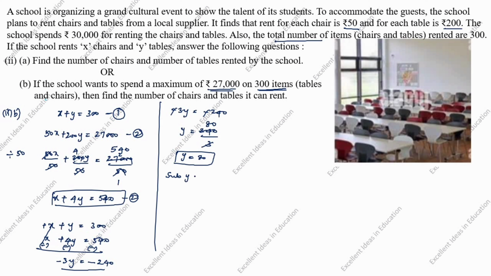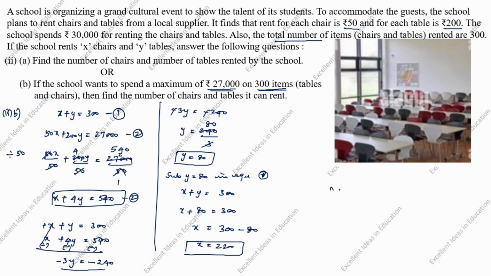Substitute y is equal to 80 in equation 1. We will write equation 1, x plus y is equal to 300. X plus y value is 80 equal to 300. X is equal to 300 minus 80. X is equal to 220. Number of chairs, x is equal to 220. Number of tables, y is equal to 80. This is the answer for second B question.